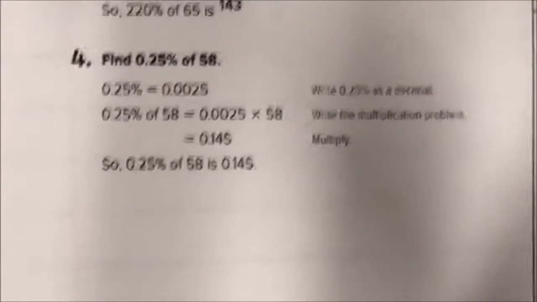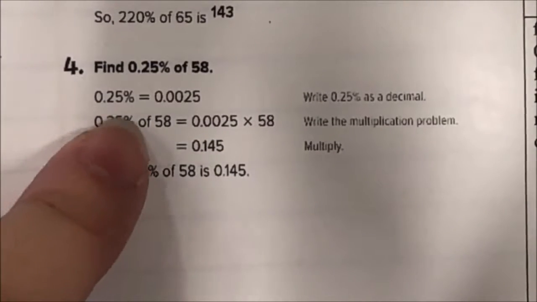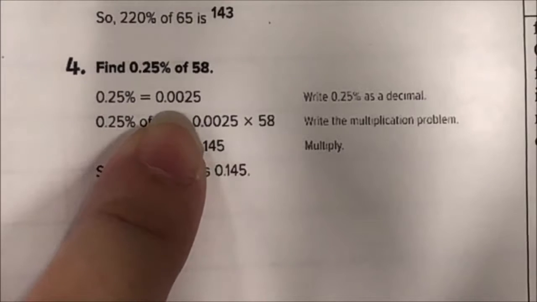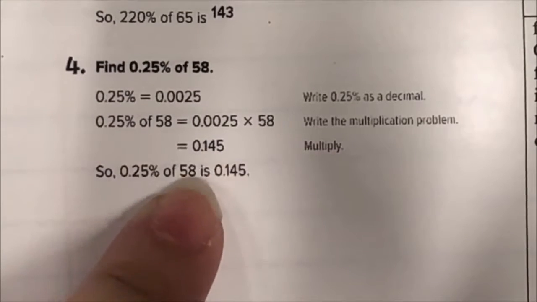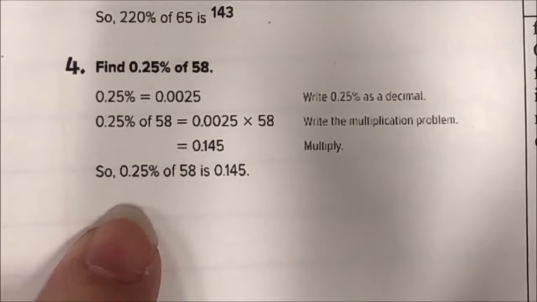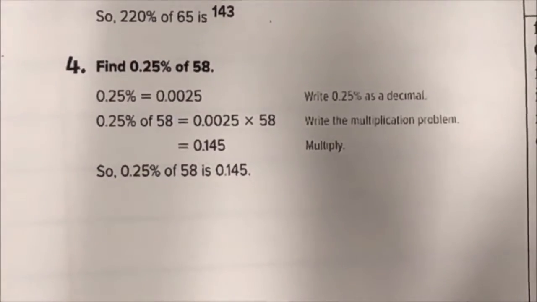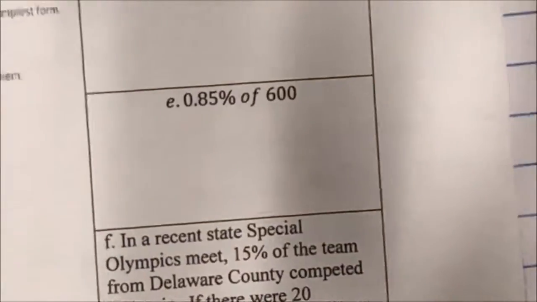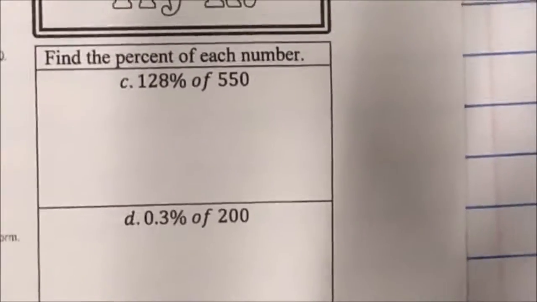Number 4 says find 0.25% of 58. 0.25% is 0.0025. So I'm going to take that times 58, which gives me 0.145. So 0.25% of 58 is 0.145. You have 4 try-it problems on this page. Go ahead, pause the video, try out the try-it problems, and when you're done, we'll go over the answers together.